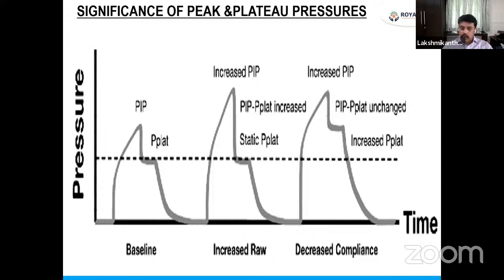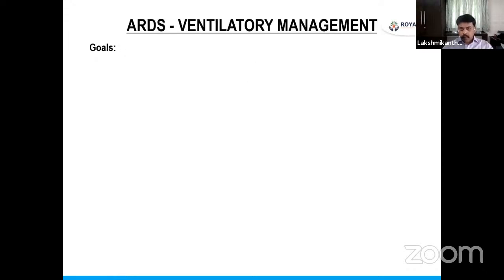Whenever the plateau pressure goes high for the same amount of tidal volume, always think there is some problem with your compliance. So coming to the ventilatory management of ARDS.